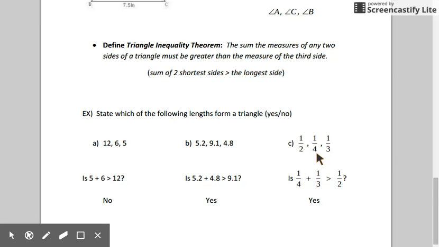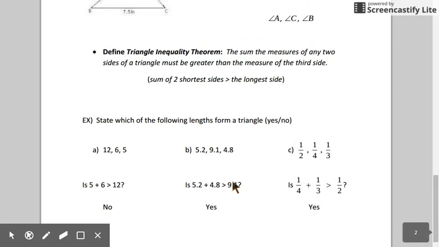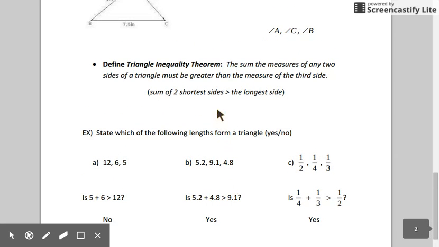They combine to give me 7/12. And is 7/12 bigger than 1/2 or 6/12? Yes. So those actually form a triangle as well. So we got two sets that form a triangle, one that does not. And again, remember, if my two smaller side lengths add up to be equal to that third side, that is also not a triangle. So there it is, the triangle inequality theorem. Two shorter sides have to add up to be longer than the third side.